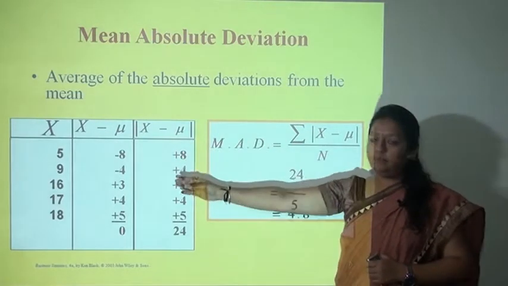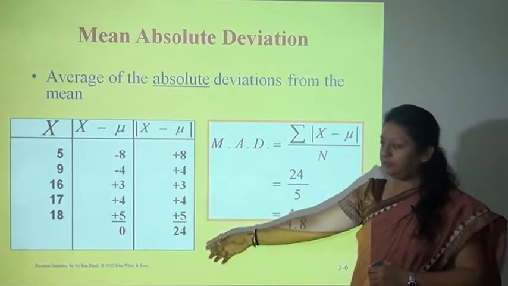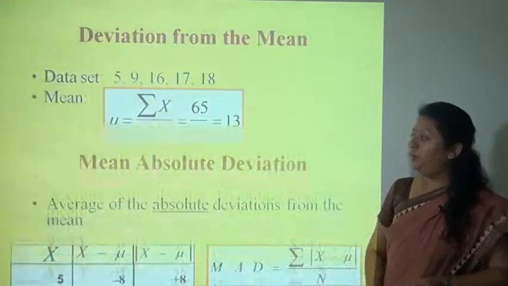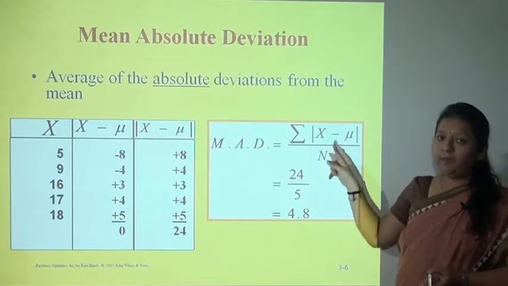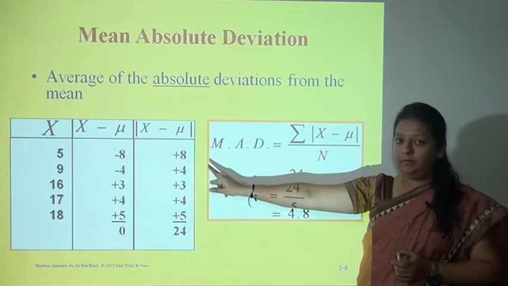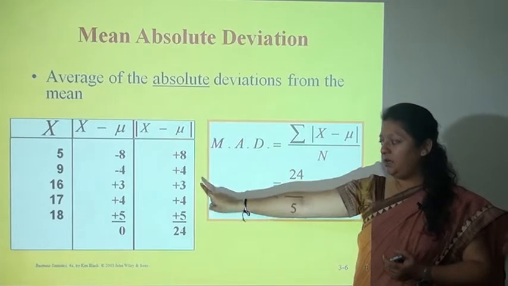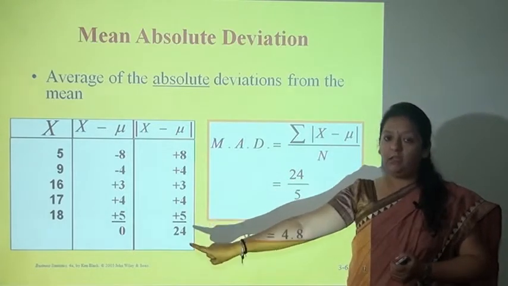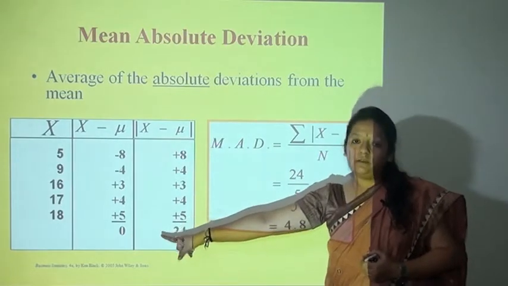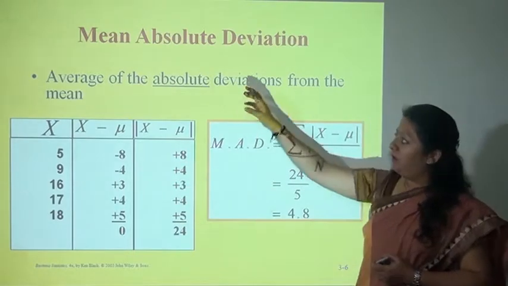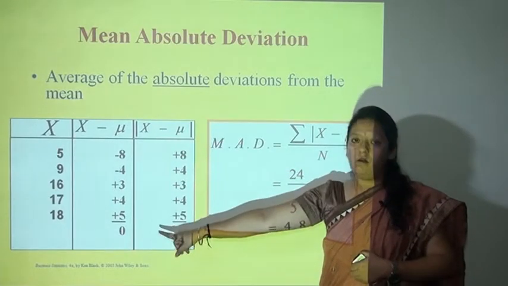We have x as 5, 9, 16, 17 and 18 as the variable. We first calculate mu, which is equal to 13. So we can easily calculate x minus mu: 5 minus 13 is minus 8, 9 minus 13 is minus 4, 16 minus 13 is plus 3, 17 minus 13 is plus 4, and 18 minus 13 is plus 5. The sum of x minus mu is always equal to 0, that is, the mean deviation of the data is always going to be 0.